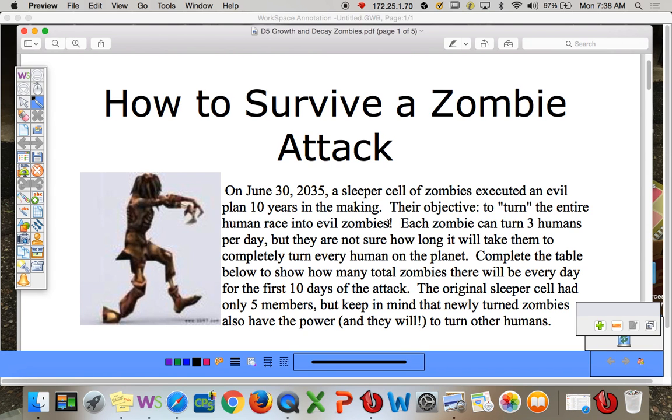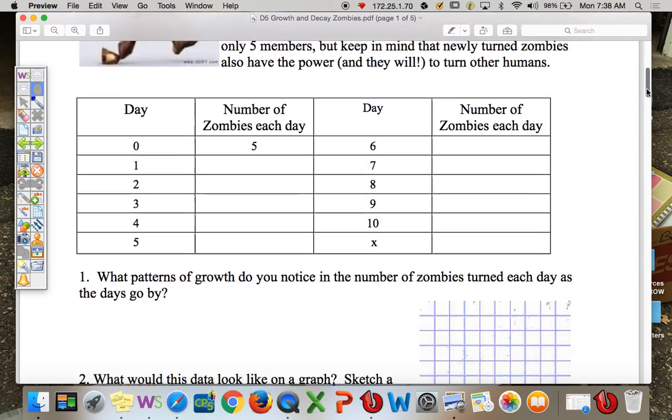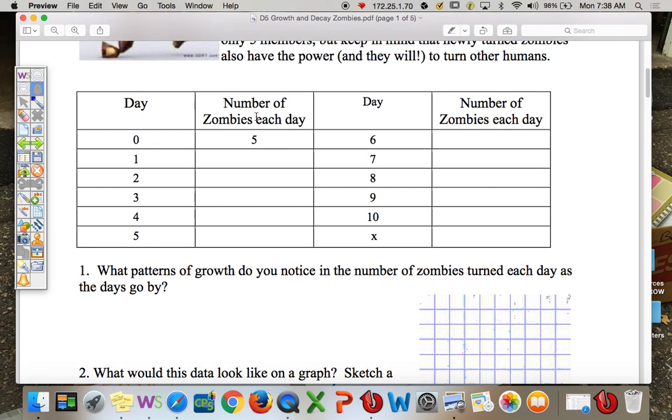Alright, so when reading through a word problem, you should underline the important information, and this is pretty important. 3 humans per day, and that they start with 5 members. In class, you'll fill out the chart. So example, number of zombies each day, 5. And then we're going to go all the way up to 10 days and see if you can write the equation.